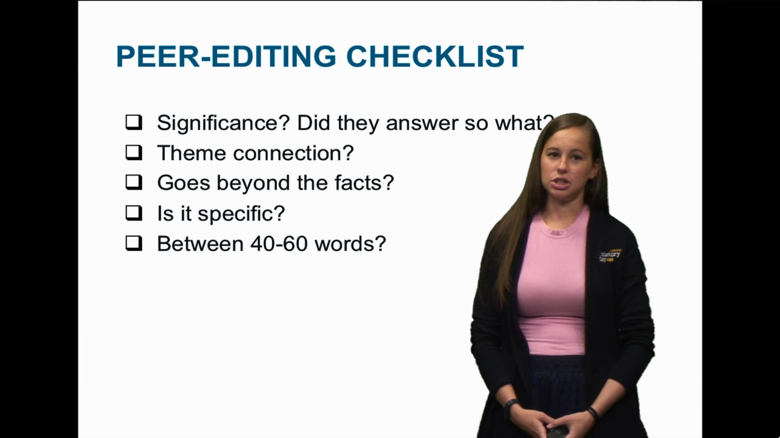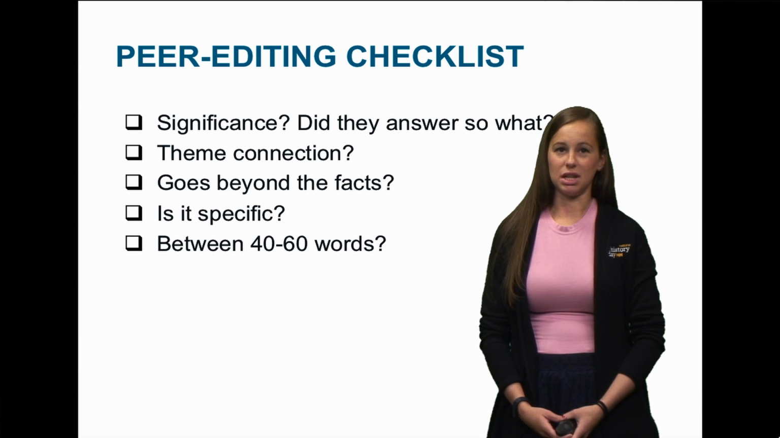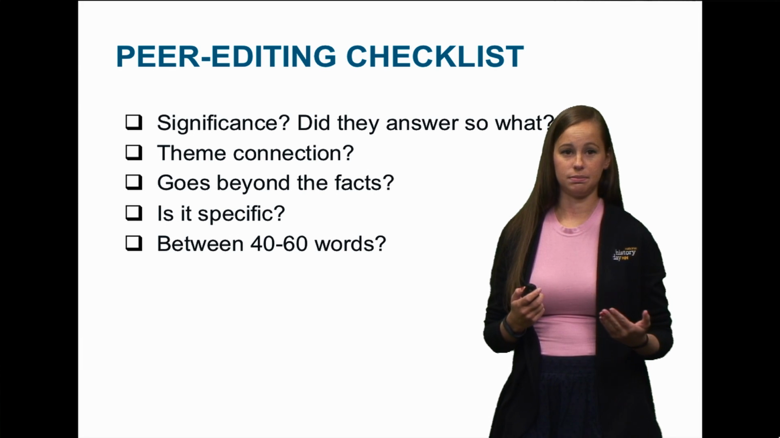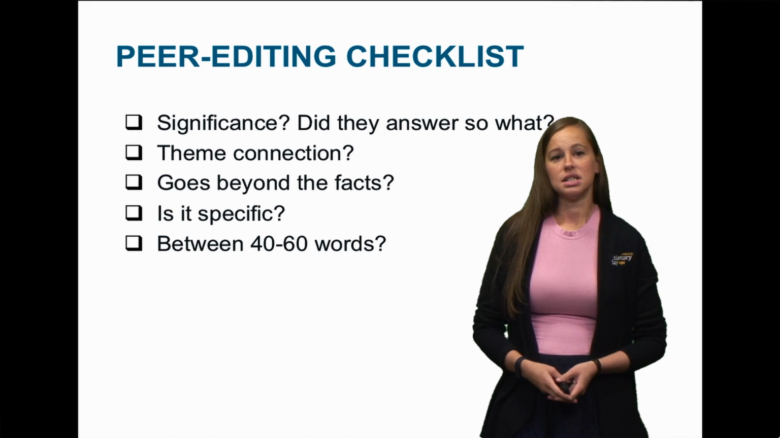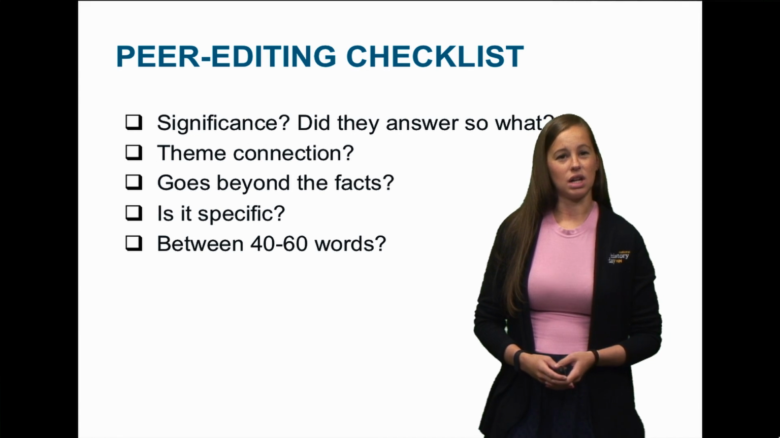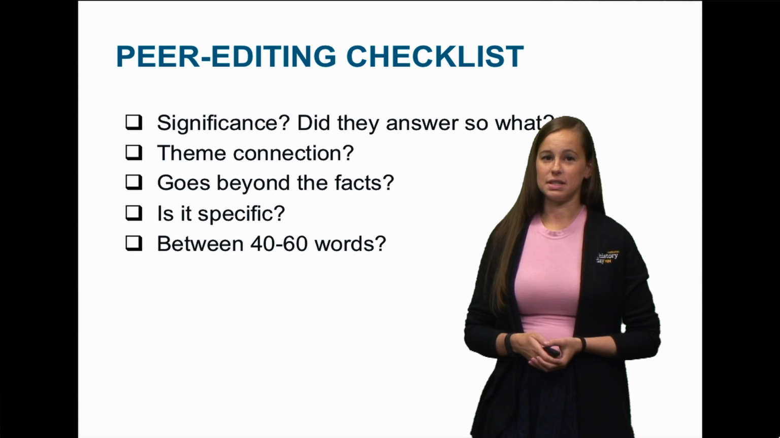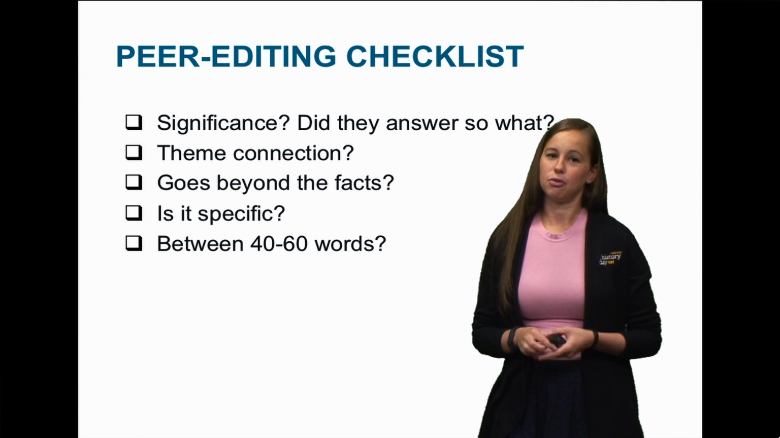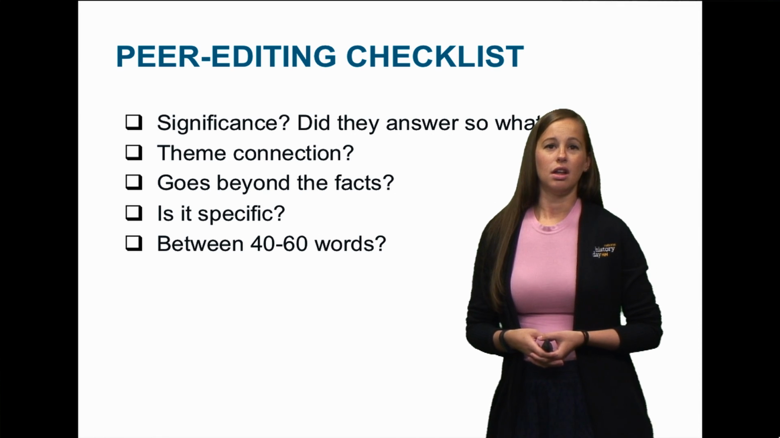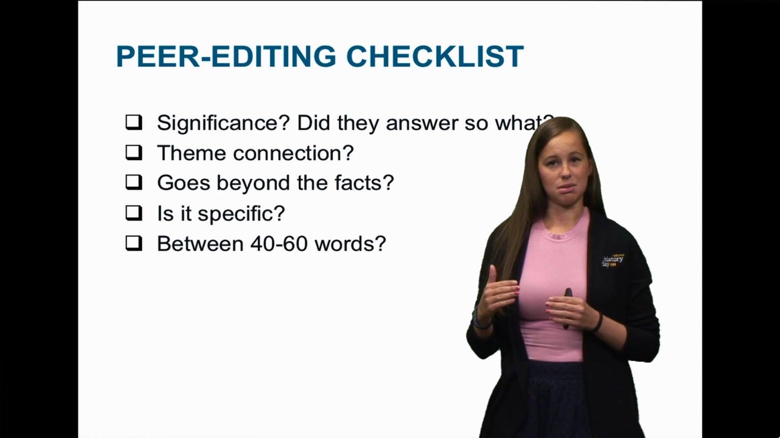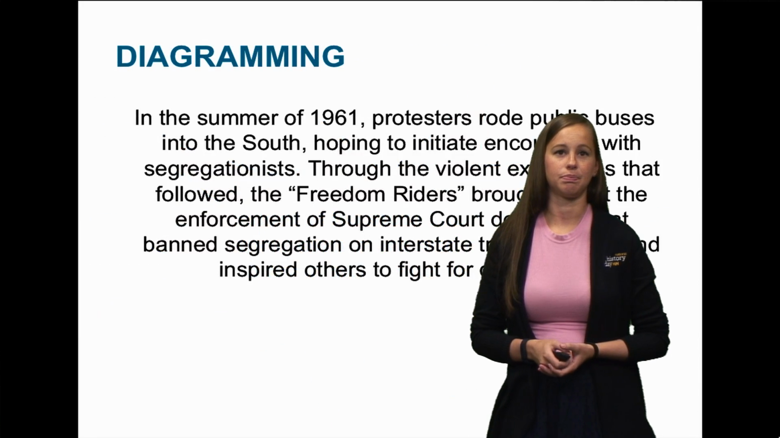Checking that theme connection, seeing if they're using the theme words in their paper, but then also making sure that the connection is meaningful. And then going back to those other characteristics, does this go beyond the facts? Is the student actually making an argument, and are they proving a point? Is it specific in history? And is it between 40 and 60 words? If you're having those students peer edit each other, the 40 minimum, 60 maximum is a good range for students to try and get a thesis statement into.